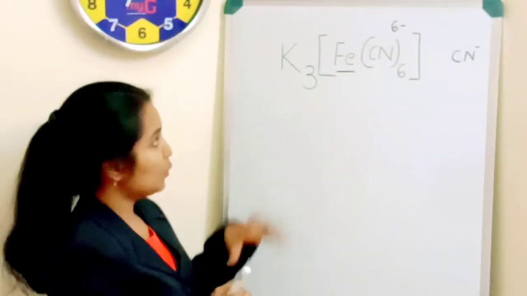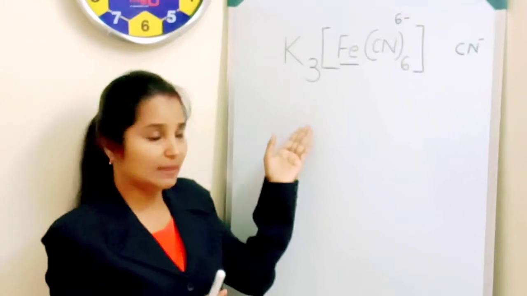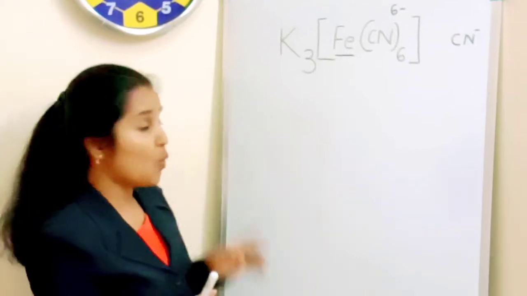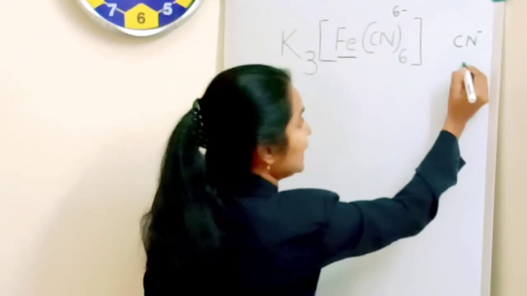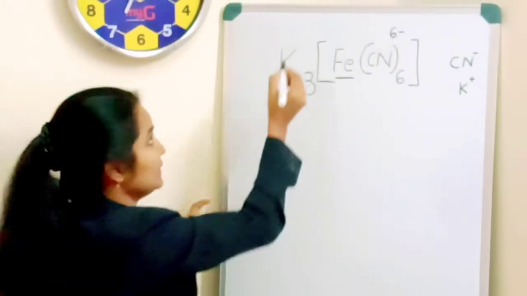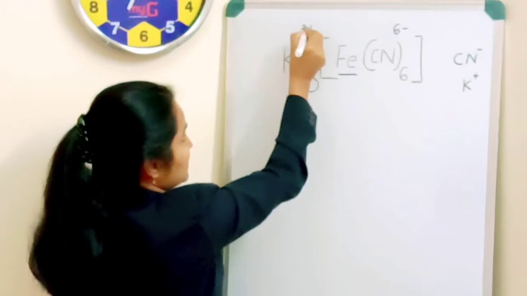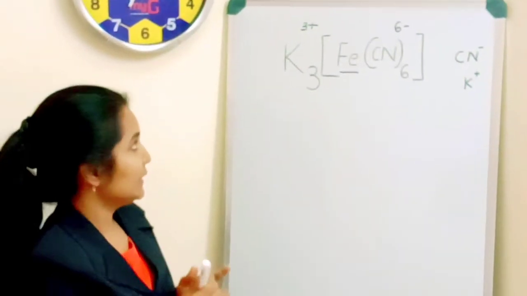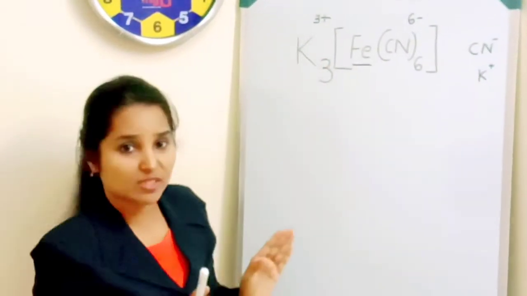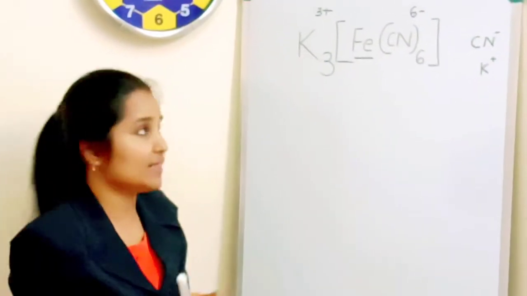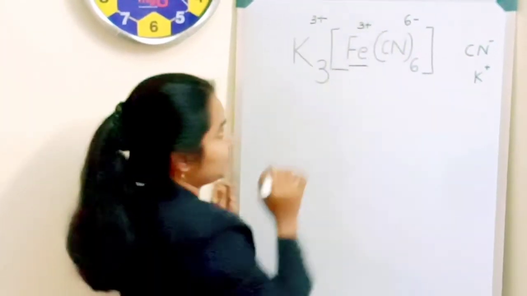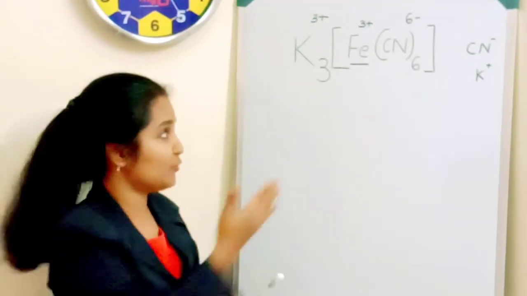And then outside the coordination entity, what is there? Potassium ions are there, 3 potassium ions. You know one K is carrying a plus charge. So 3 K will be carrying 3 plus charge. So here we have 6 minus and here we have 3 plus. So what will be the oxidation state of iron here? It's understood. 6 minus plus 3 plus, you will get 3 plus charge. So we have found out the oxidation state of iron very easily.